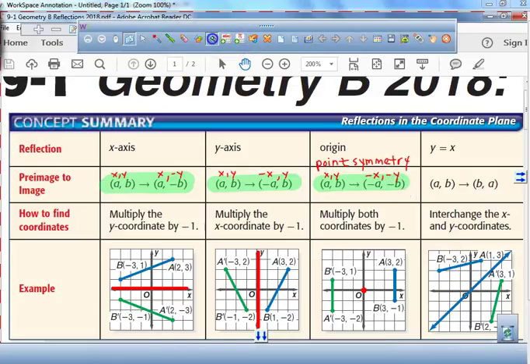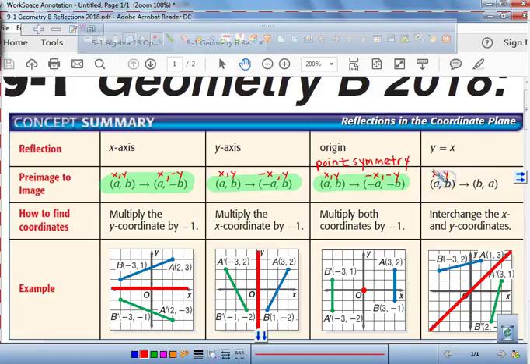And last but not least, we have the last line symmetry right here, and that is across this wonderful line called y equals x. This is kind of cool. What happens to the x and the y value? They become y comma x. They actually switch places. And that's what we did yesterday.